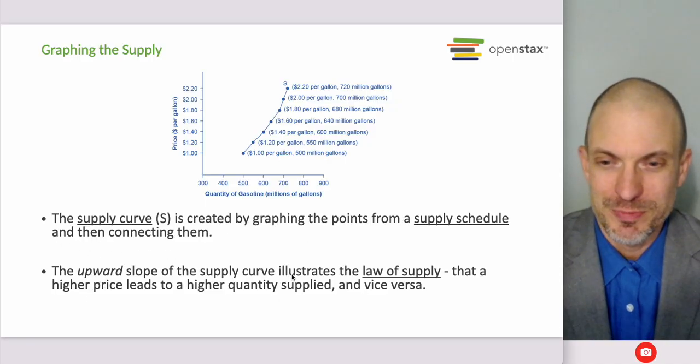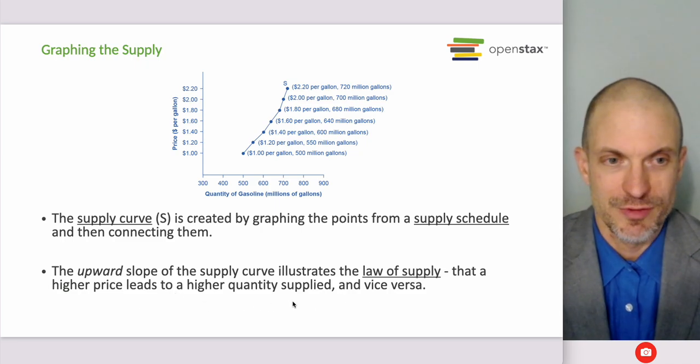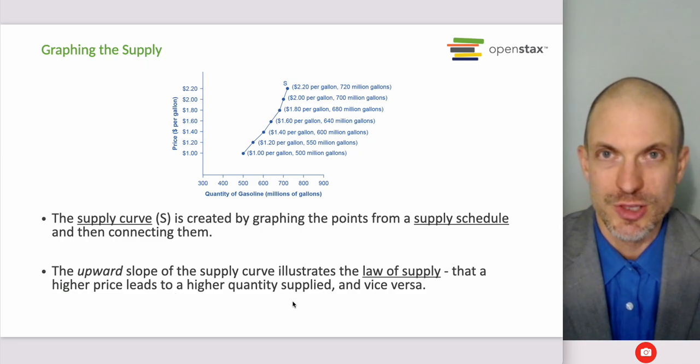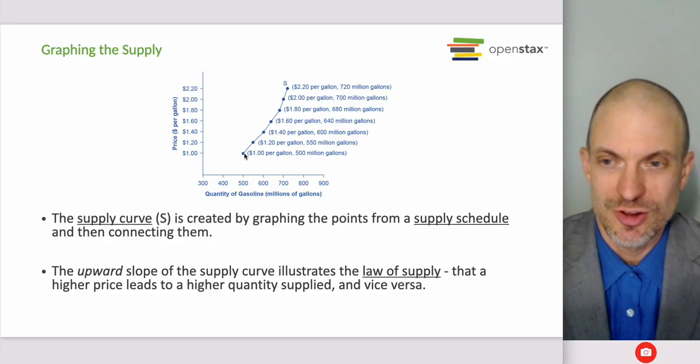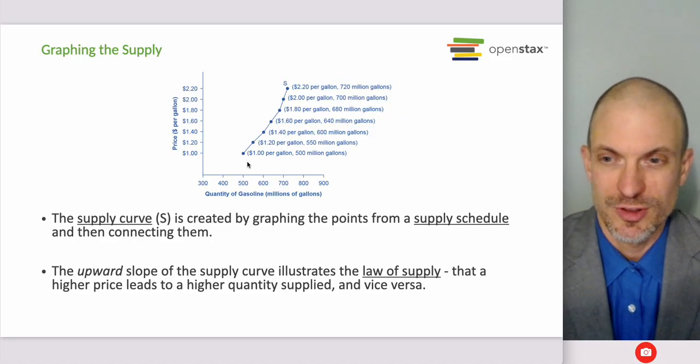The upward slope of the supply curve illustrates the law of supply, that a higher price leads to a higher quantity supplied, and vice versa, meaning a lower price, we have a lower quantity supplied. And actually, the thing that I mentioned is really kind of important. You can think of the vertical height of the supply curve as representing the marginal cost to sellers, right? So if I just measure from the horizontal axis up, this is telling me that on this supply relationship, the lowest per unit cost is $1 per gallon.